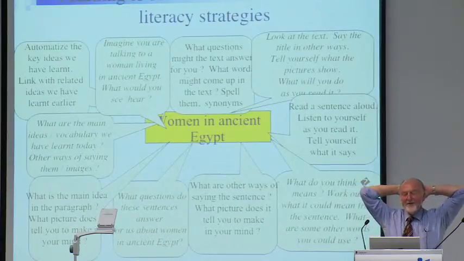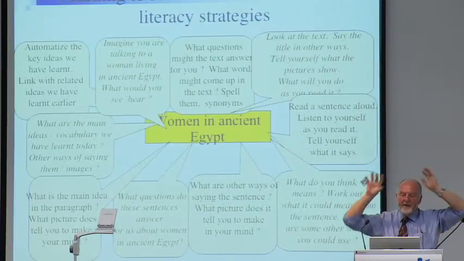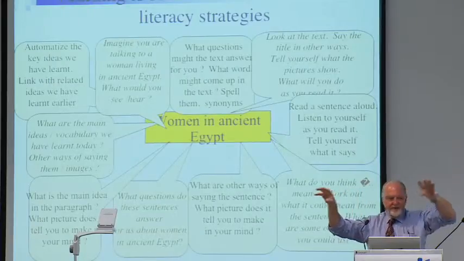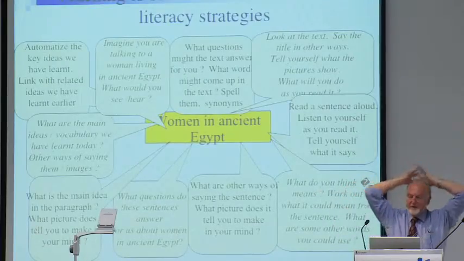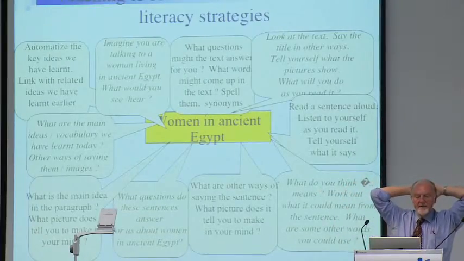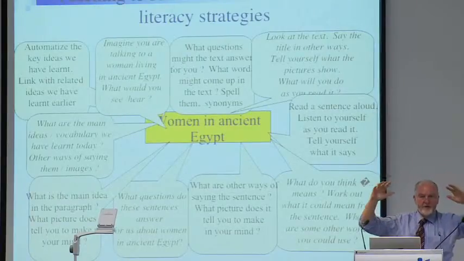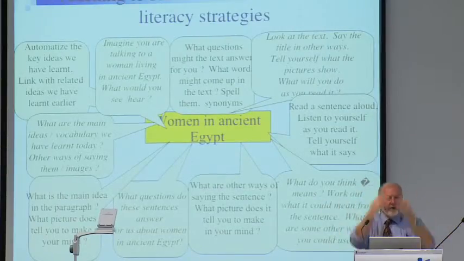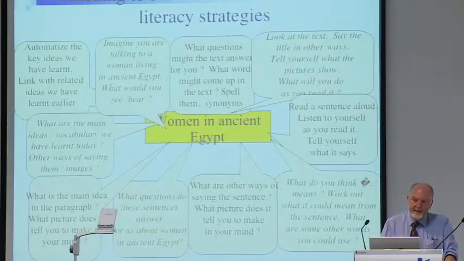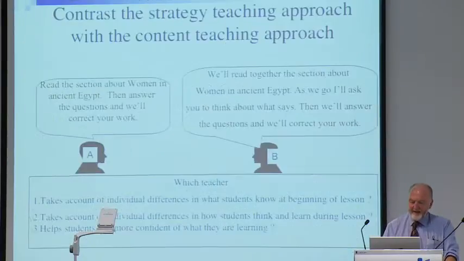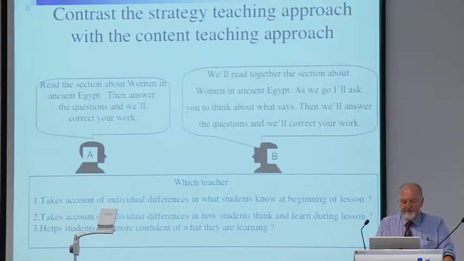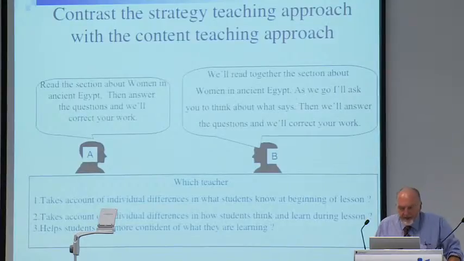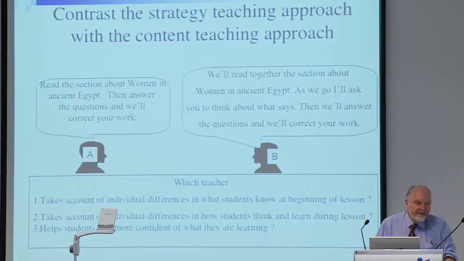Initially, in that class, there may have been 20 different little pockets of knowledge, whereas at the end, we've actually got the children, all of them, knowing a bit more about ancient Egypt. So in terms of accounting for individual differences at the beginning of the lesson, Teacher B, through the scaffolding, has actually accounted better for individual differences in knowledge.